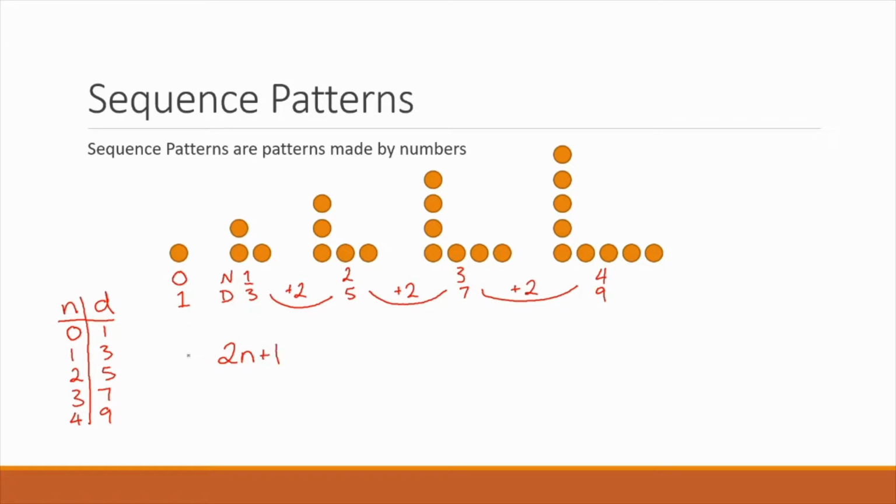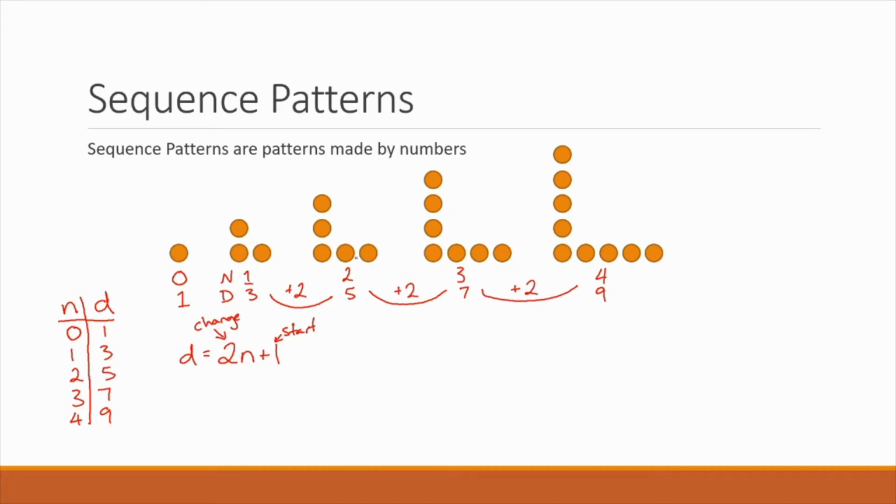So now I'm just going to rewrite this as an equation. We have my number of dots is equal to 2 times my pattern number plus 1. This 2 is how much it's changing, and this 1 is where I start. So let's see if this equation here represents what's going on with my pattern.